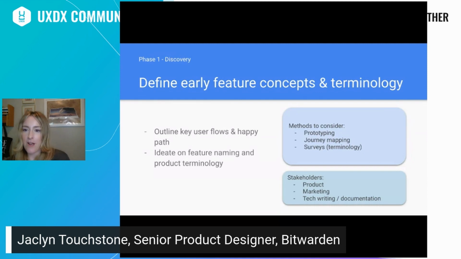Okay, so based on the results from the initial research, you can also start to define feature concepts and terminology and bring in practices like prototyping, journey mapping, and surveys. Say you have a question about what you want to call a specific feature. Discovery phase is a great time to run a quick survey with the beta participants that you have contacted and built a panel for, to determine, when we launch the beta, what word is going to make the most sense for this abstract feature that we've got.